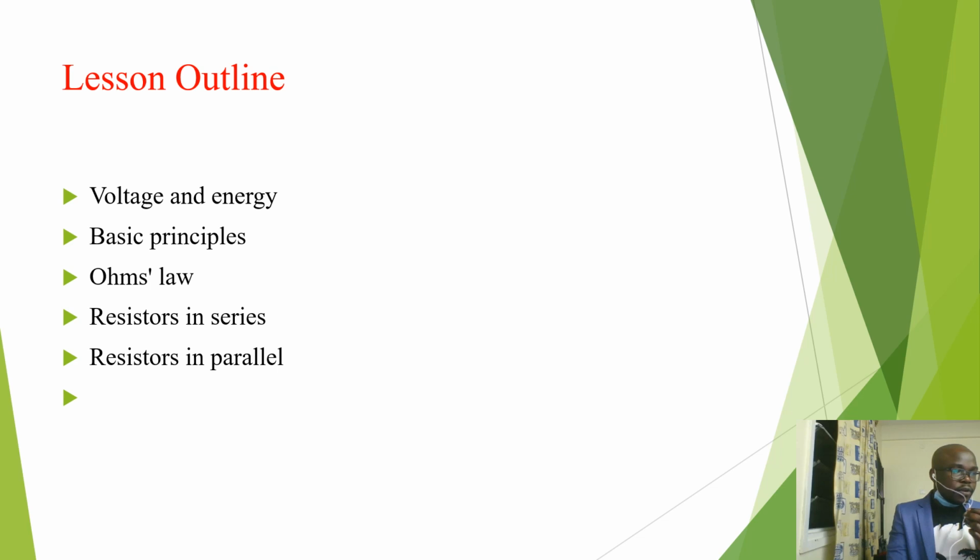Today our lesson outline will include 6 items. The first one is voltage and energy, then basic principles. We shall look at Ohm's law. Then we shall look at resistors, both in parallel and in series. I'll give you a few equations, and I'll give you questions later so that you're able to go and analyze more on the concepts and do practice questions on the equations that I'll give you.